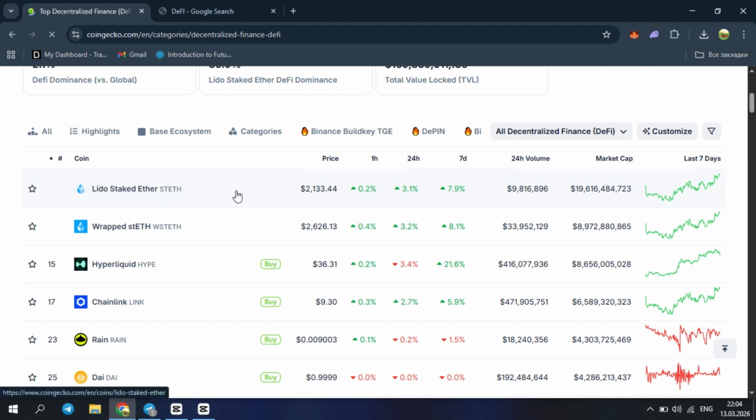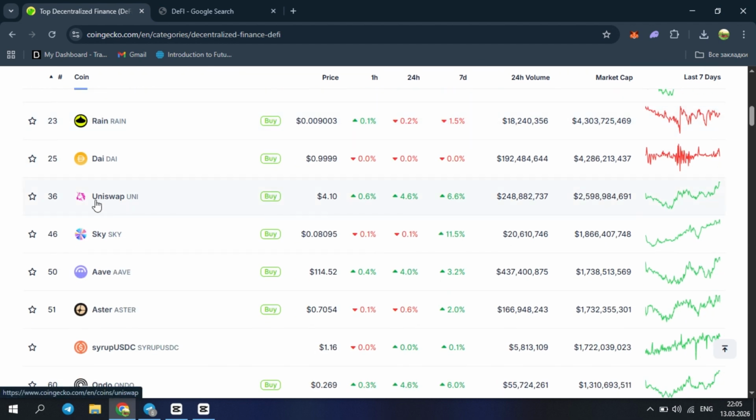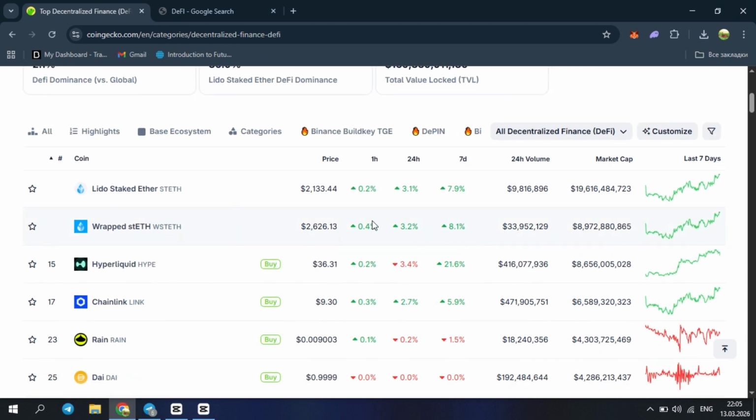On the DeFi page, CoinGecko provides several key metrics that help investors analyze each project. First, you will see the token price, which shows the current value of the cryptocurrency. Next is the market capitalization, which represents the total value of all tokens currently in circulation. Another important metric is the 24-hour trading volume, which indicates how actively the token is being traded. You will also see the price change percentage, which shows whether the token price has increased or decreased over the past 24 hours. These metrics help investors quickly compare different DeFi projects and understand their position in the market.